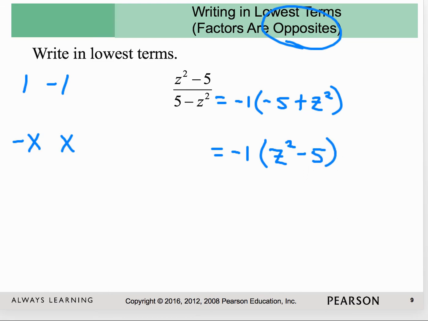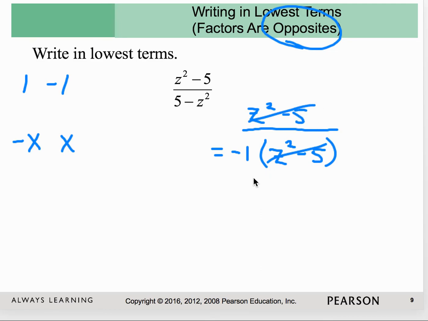Okay, now look what I have. Look what I have done to that denominator. Hey, it is identical to that numerator now. If I had that numerator on top now, these would cancel. And look what's left: 1 over negative 1, or just negative 1.